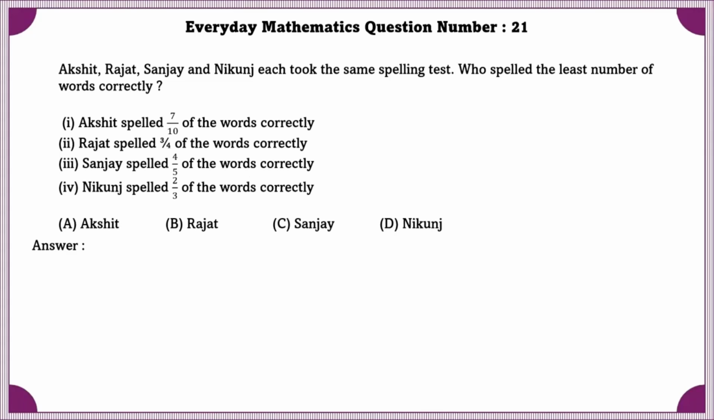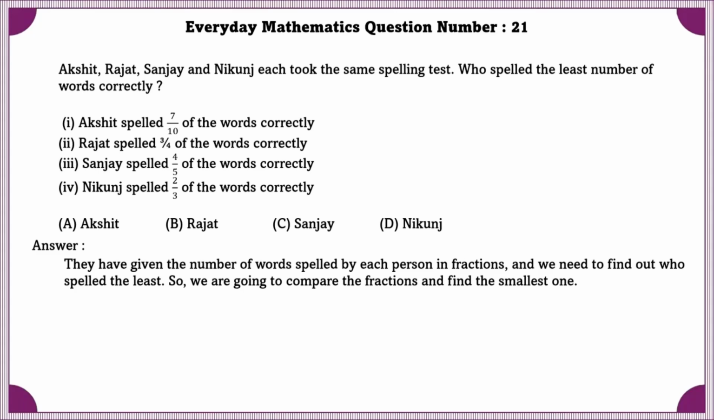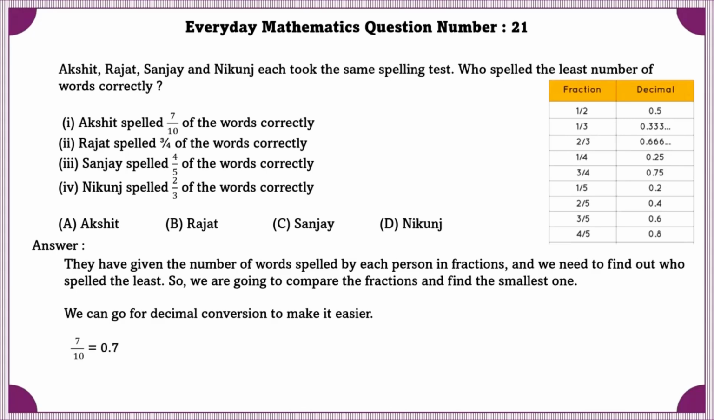Everyday mathematics question number 21. Akshit, Rajat, Sanjay and Nikhil each took the same spelling test. Who spelled the least number of words correctly? They have given the number of words spelled by each person in fraction. We need to find out who spelled the least. So we are going to compare the fractions and find the smallest one. We can go for decimal conversion to make it easier.